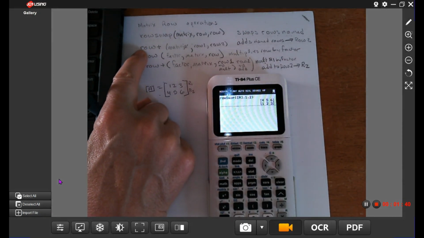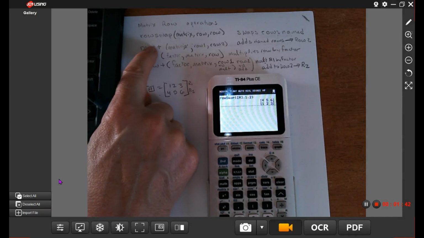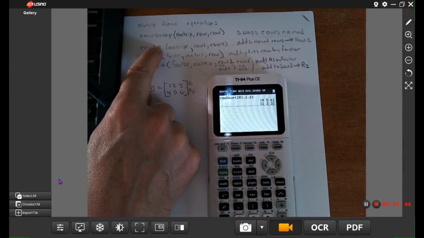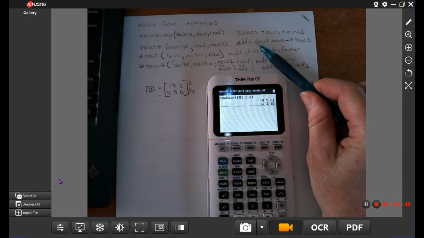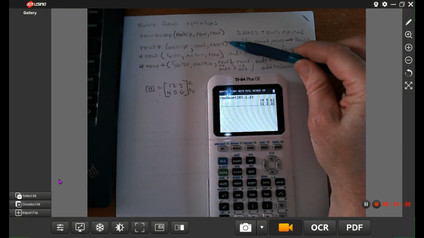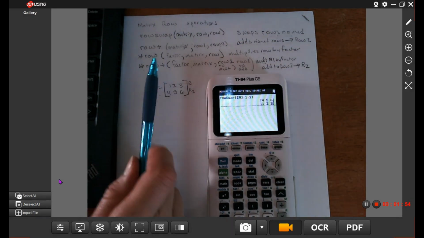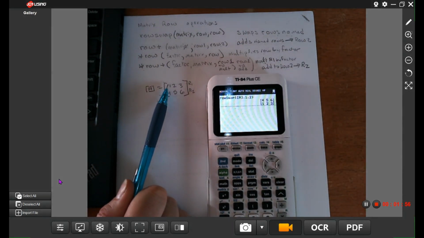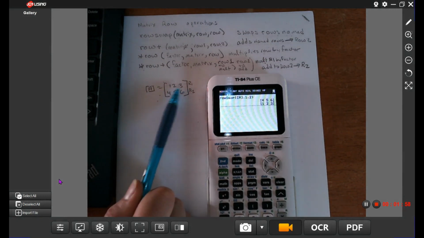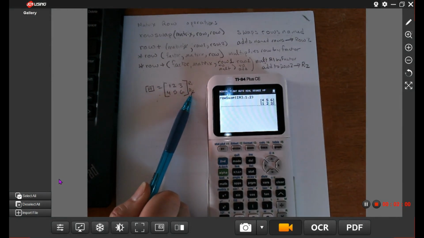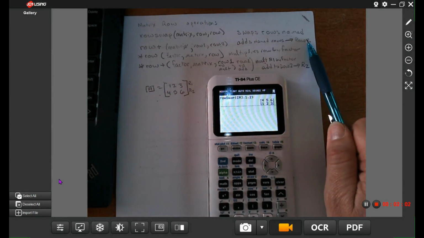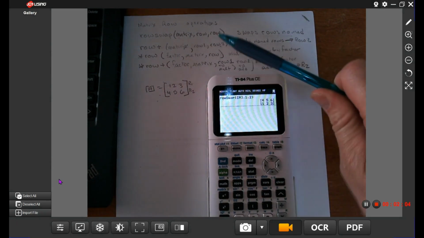So now we're going to look at a different row operation. It says row plus in the calculator, and it adds the rows you choose and puts them into the second row that you enter. So I'm going to take my matrix and I want to add the 2 rows and put them into row 2. So it puts them into the second one that you enter.